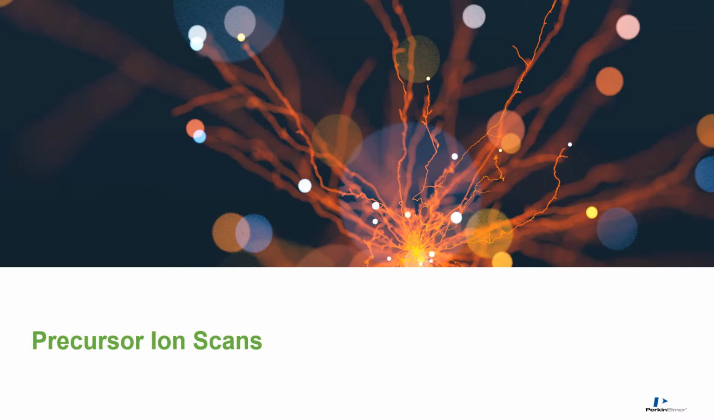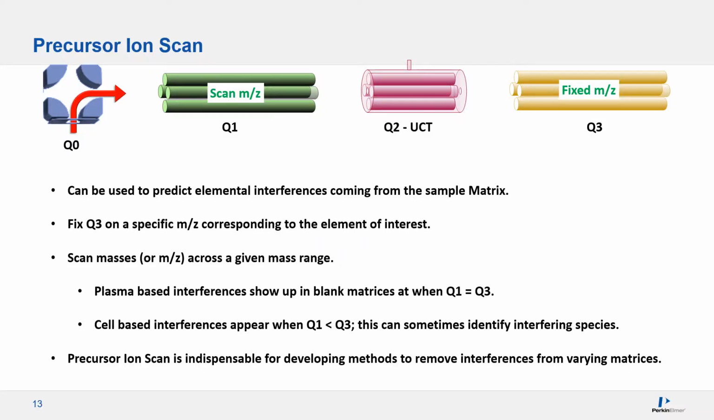All right, precursor ion scans. It's where we fix Q3 and we scan Q1. It can be used to predict elemental interferences coming from the sample matrix. We fix Q3 on a specific mass corresponding to our element of interest. We scan masses across a given mass range on Q1.